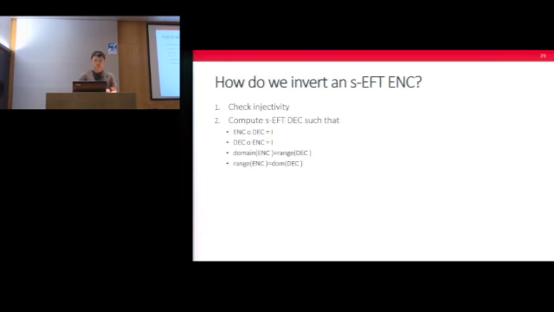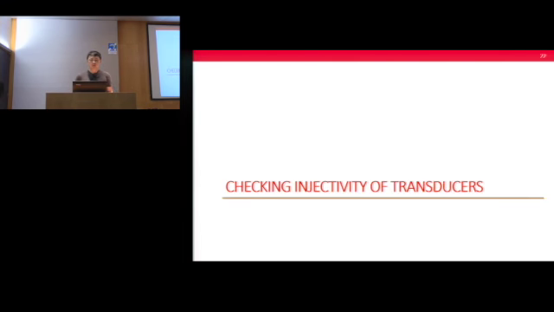Firstly, we need to check its injectivity. If it is injective, then we need to compute another transducer, the decoder, such that the composition of encoder and decoder is identity, and their domains and ranges satisfy the property we described before. Now let's look at the first task, checking the injectivity of a transducer.